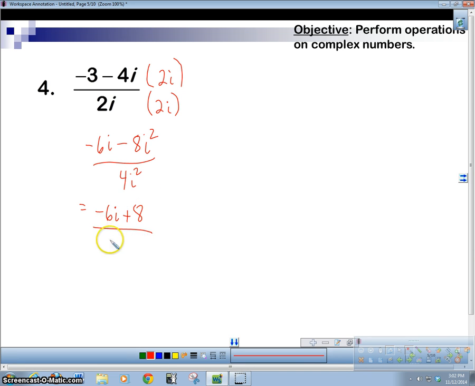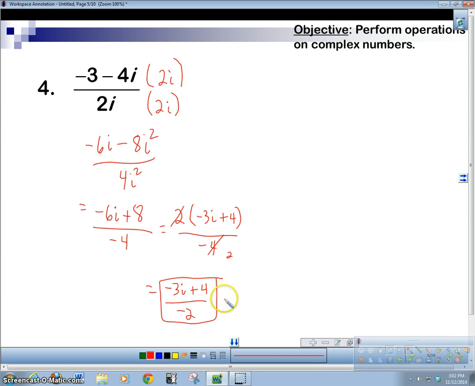And then the bottom is going to be negative 4. Now notice here that a 2 goes into all of these, right? A 2 goes into 6, a 2 goes into 8, and a 2 goes into 4. So I'm going to factor out a 2. And then a 4 here. And then 2 goes into 4 2 times. So I'm going to have negative 3i plus 4 over negative 2.